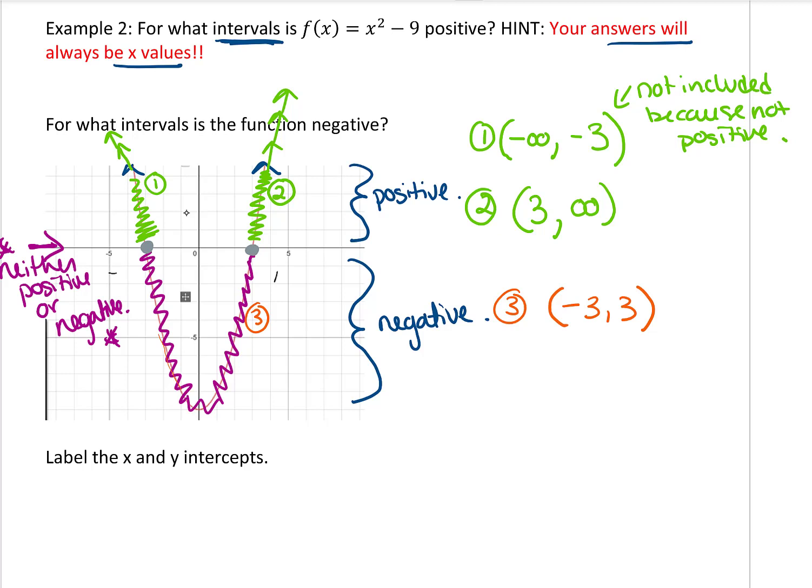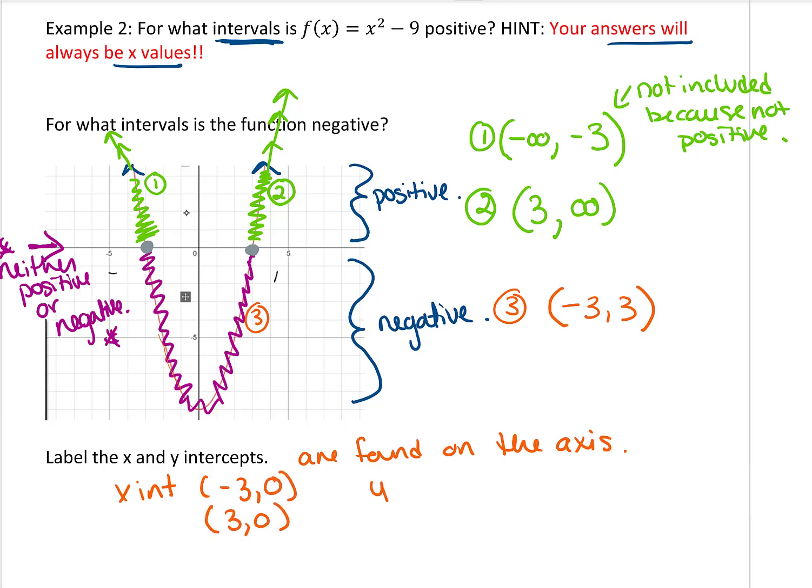The last thing I just want to review is x and y intercepts. So x and y intercepts are found on the axis. So for the above example, our x-intercepts are (-3, 0) and (3, 0). And our y-intercept is (0, -9).